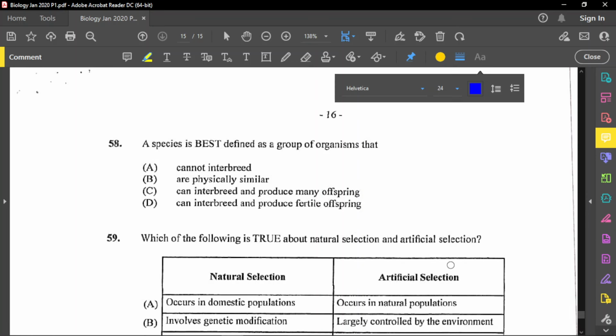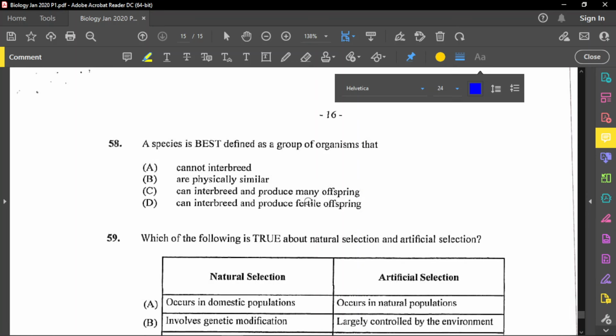58. Now, for 58, it says a species is best defined as a group of organisms that can do what? Can interbreed? Yes, that's true. Physically similar? Yes, species are physically similar. Can interbreed and produce many offspring? Species can do that, true. Can interbreed and produce fertile offspring? Yes, all of these are true. But let's look at the best one.